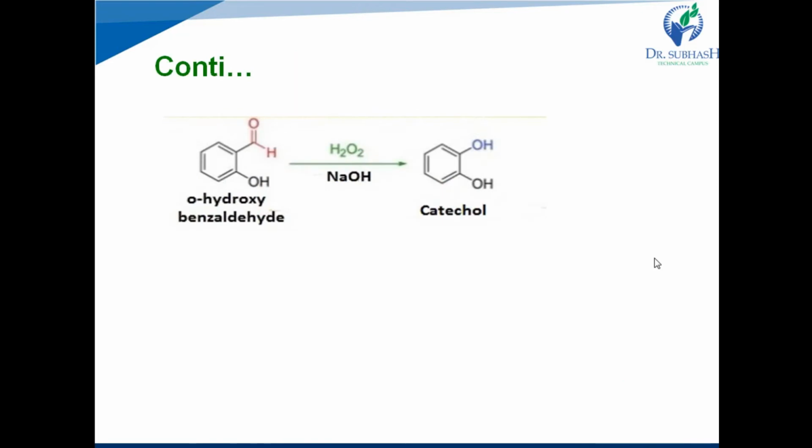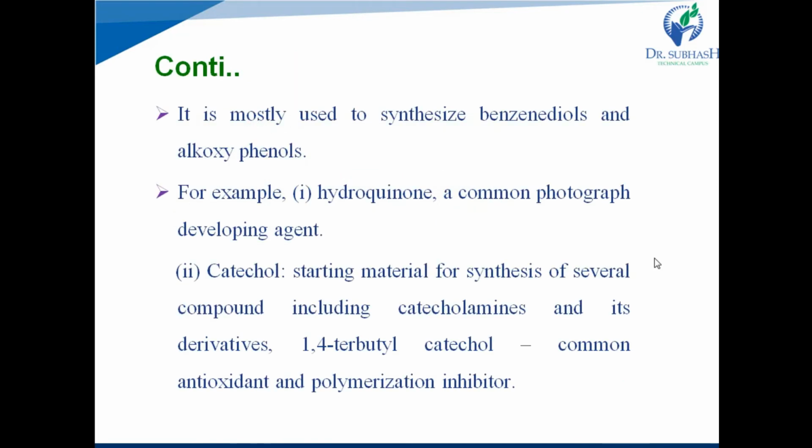This catechol is useful for the synthesis of several compounds including catecholamines and their derivatives. We know that catecholamine is an important neurotransmitter, right? Then 1,4-tertiary butyl catechol, that is a common antioxidant and polymerization inhibitor.